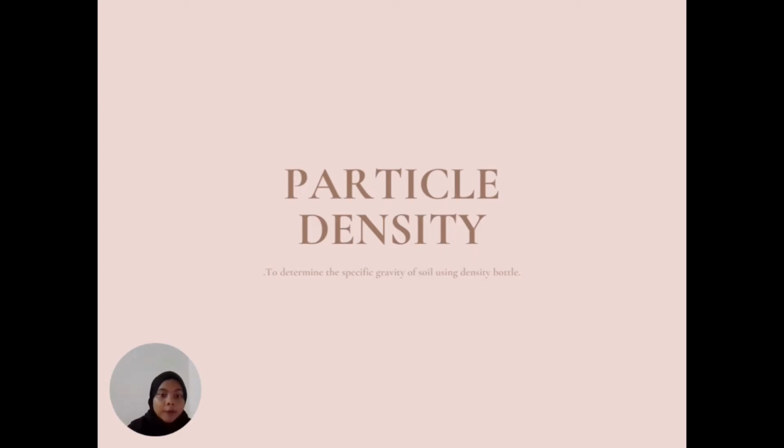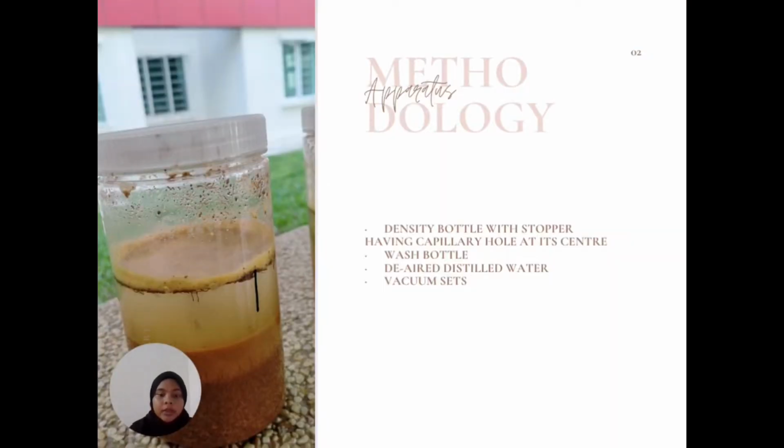The objective of this lab is to determine the specific gravity of soil using a density bottle. The apparatus used in the lab is a density bottle with stopper, having a capillary hole at its center, wash bottle, air distilled water, vacuum set. However, since the lab is not available to use at the moment, we decided to use our own equipment, as shown.